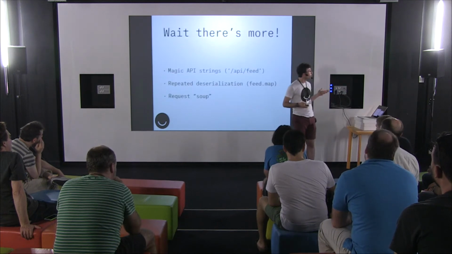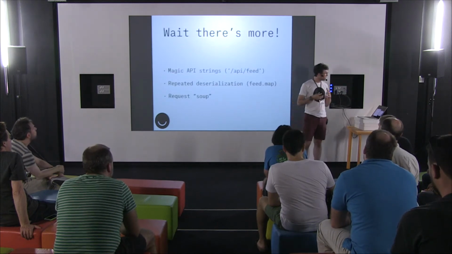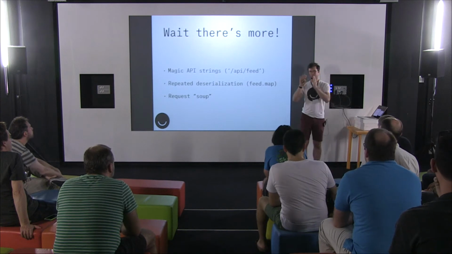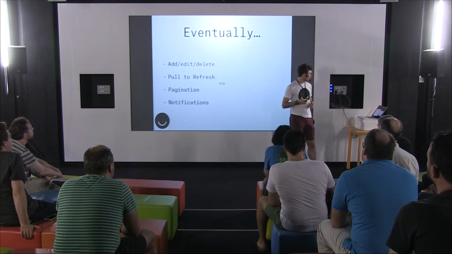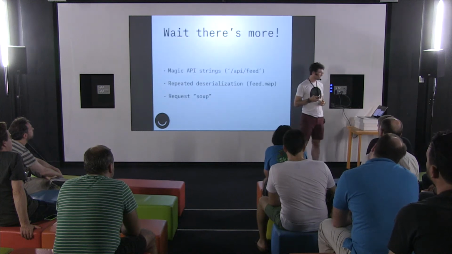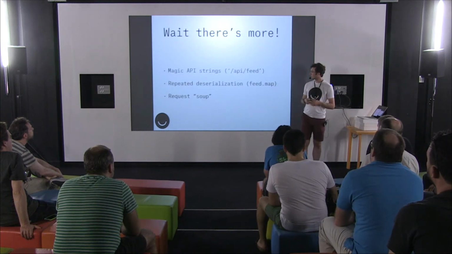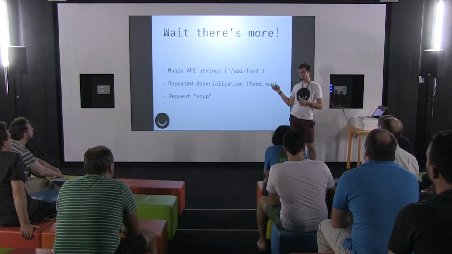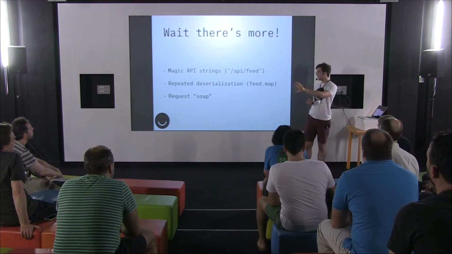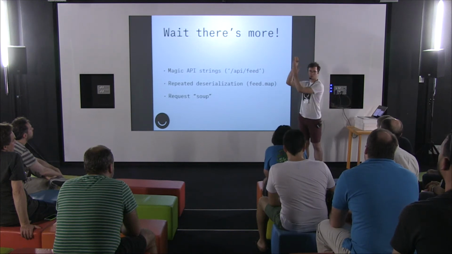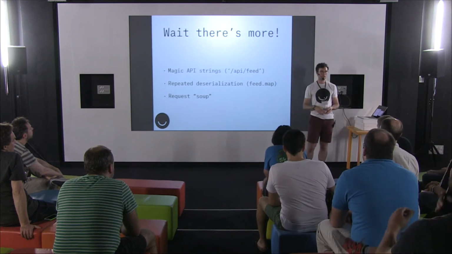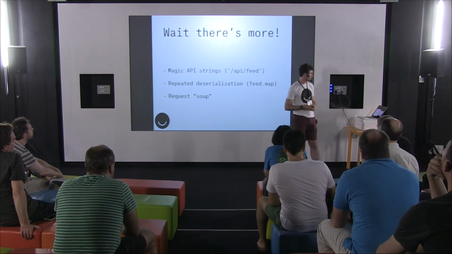And there's actually even more wrong with that. For instance, the API feed, I've got the endpoint locked into my code. I've deserialized my feed from JSON objects into feed objects. And I've got this long request block that I probably have scattered throughout the controller. None of these are desired.